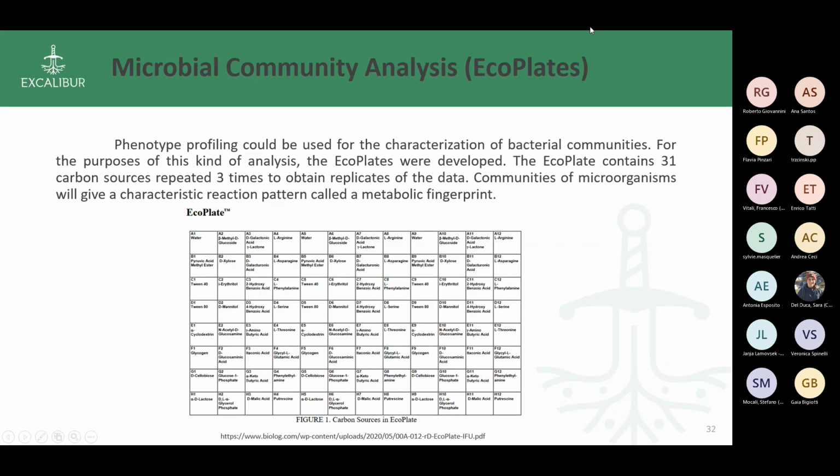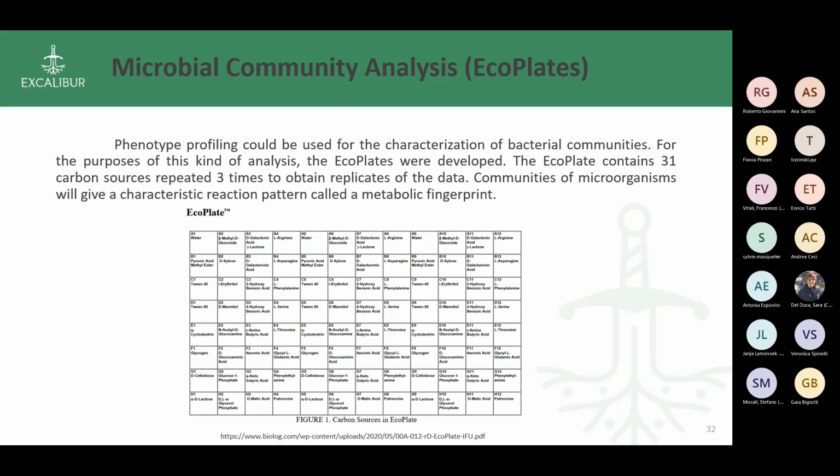Okay. So now I will tell you about the phenotyping of bacterial communities. The phenotyping could be used for a single strain or for communities. And for these purposes, the BIOLOG company developed the EcoPlates. The EcoPlates contain 31 carbon sources repeated 3 times. So as you can see, this is one part of the plate. Here you have the second part and the third part.